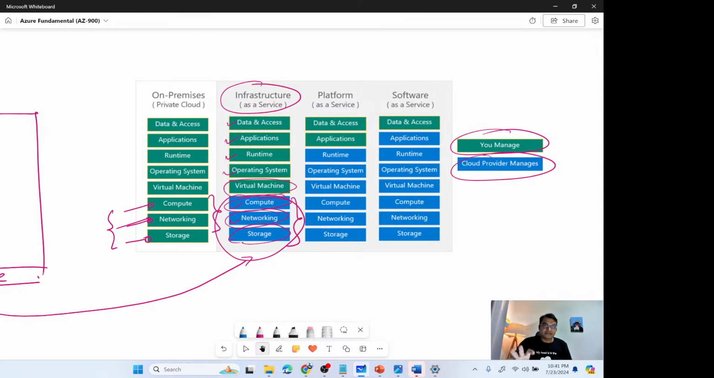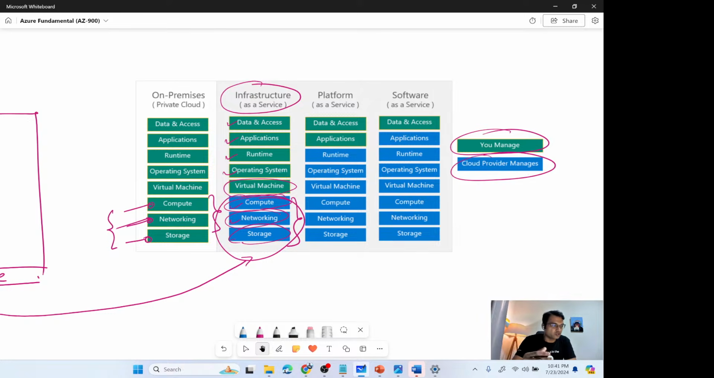Azure cannot go inside and see what is happening inside that virtual machine. They cannot see because it is infrastructure as a service. Only hardware is provided by Azure, everything else you manage. You have full control over that, right?